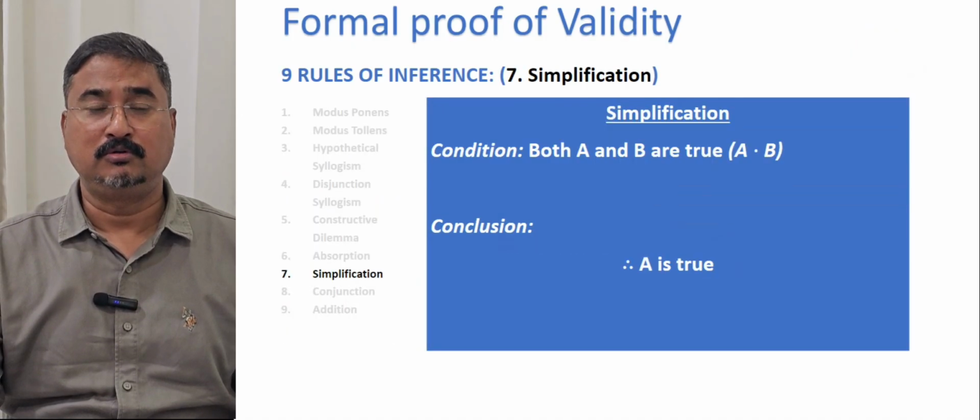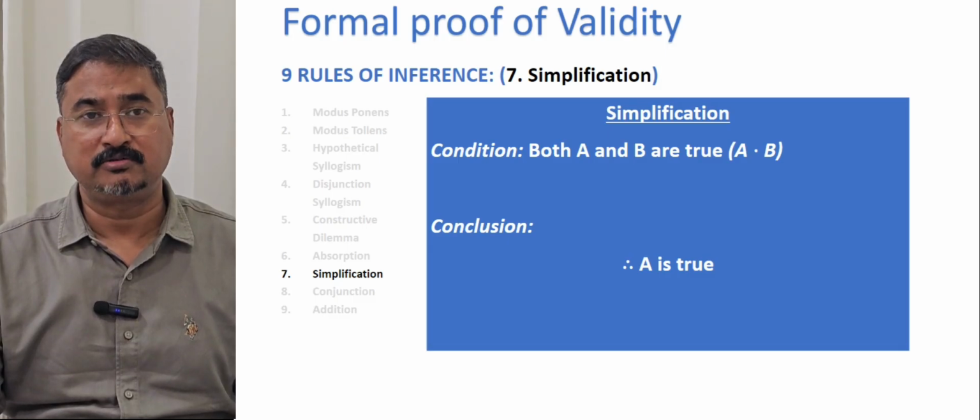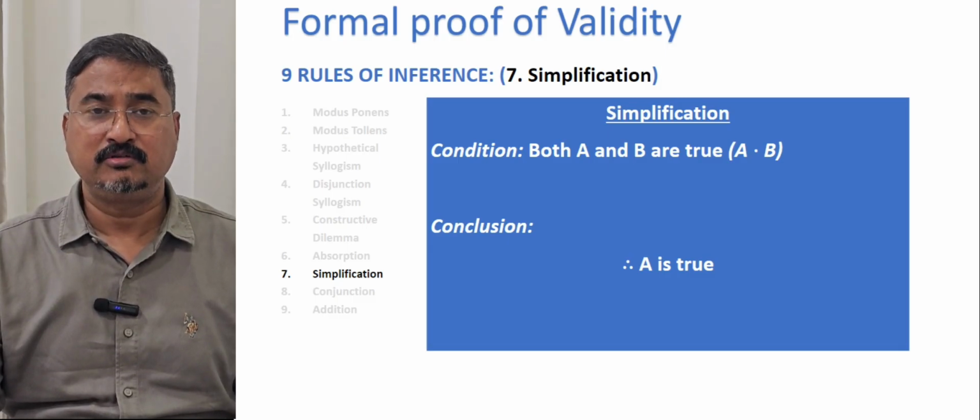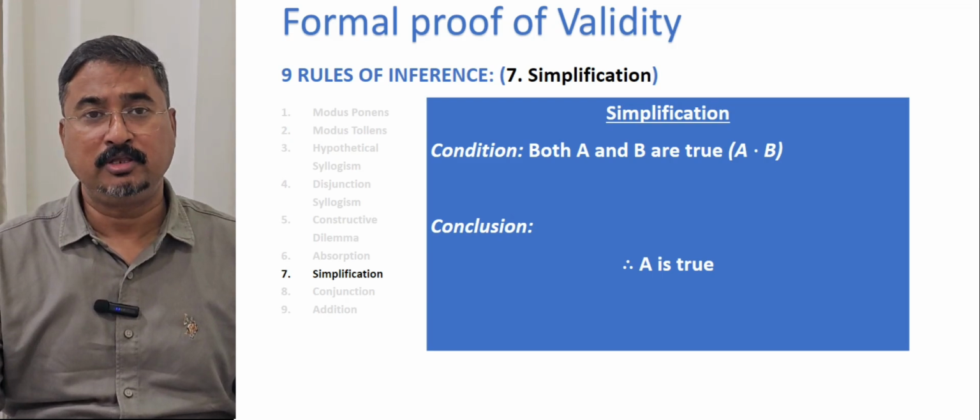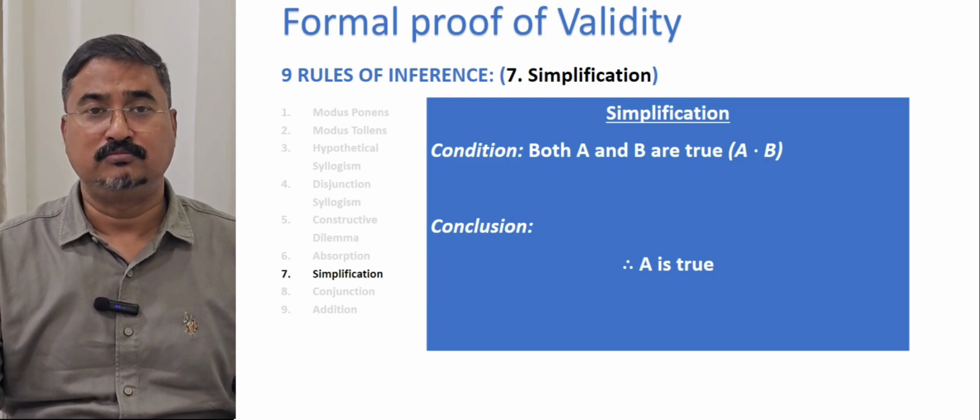Now, the seventh rule. The seventh rule is simplification. Here the condition is: both A and B are true. And the conclusion will be: A is true.